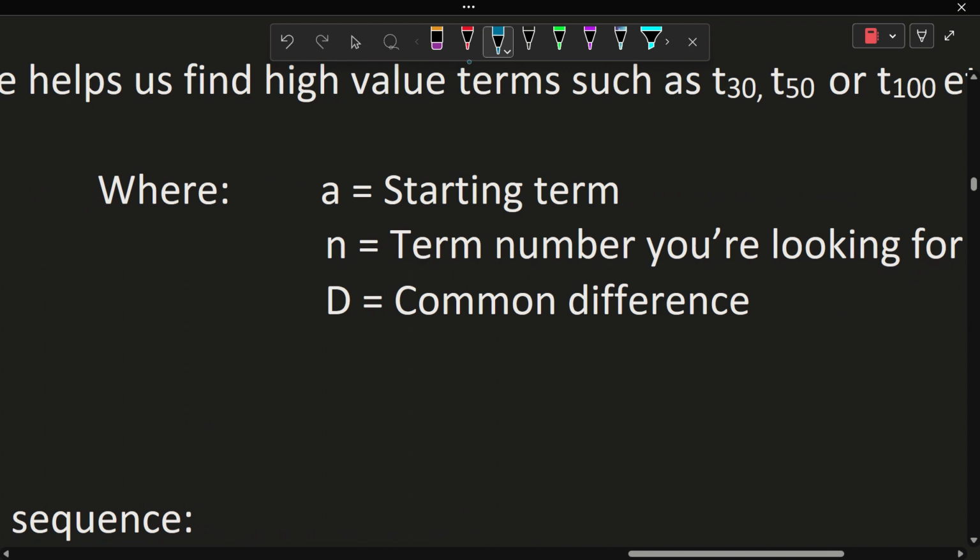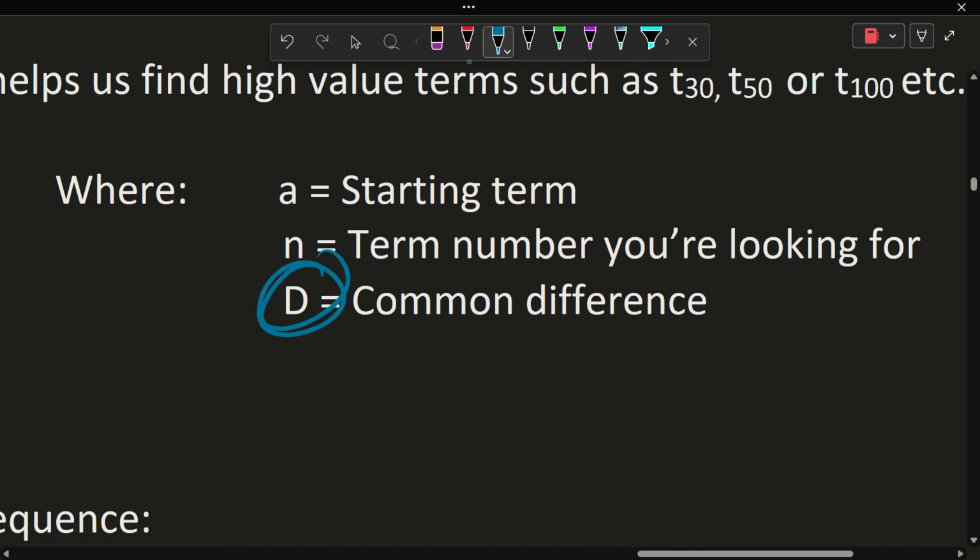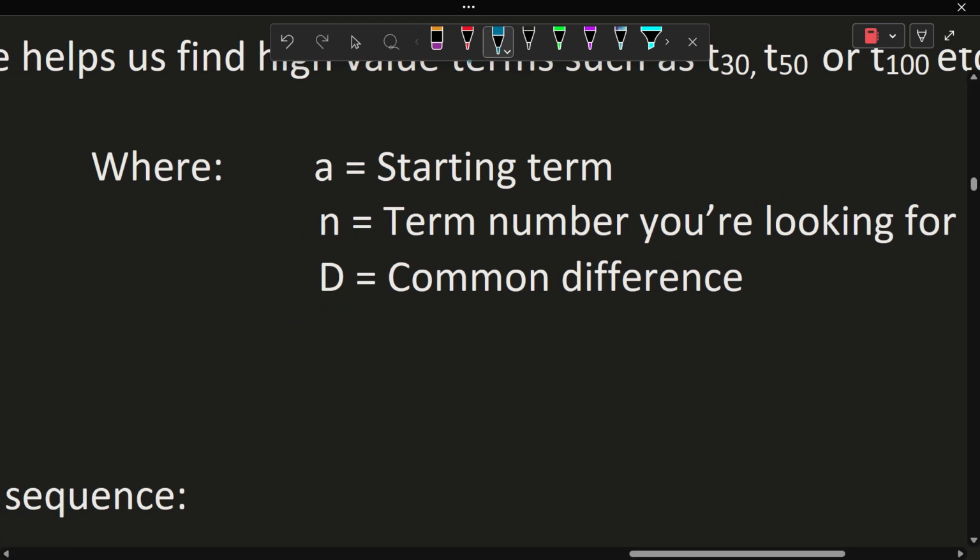So you want to make sure that you understand what each letter means. So A is the starting term. Everyone knows what that is. N is the number you're looking for. So it's either the 30th number, 50th, 100th, 60th, 28th, whatever it is. And then D is the common difference. Everyone knows the common difference. It's how much it goes up or down by.